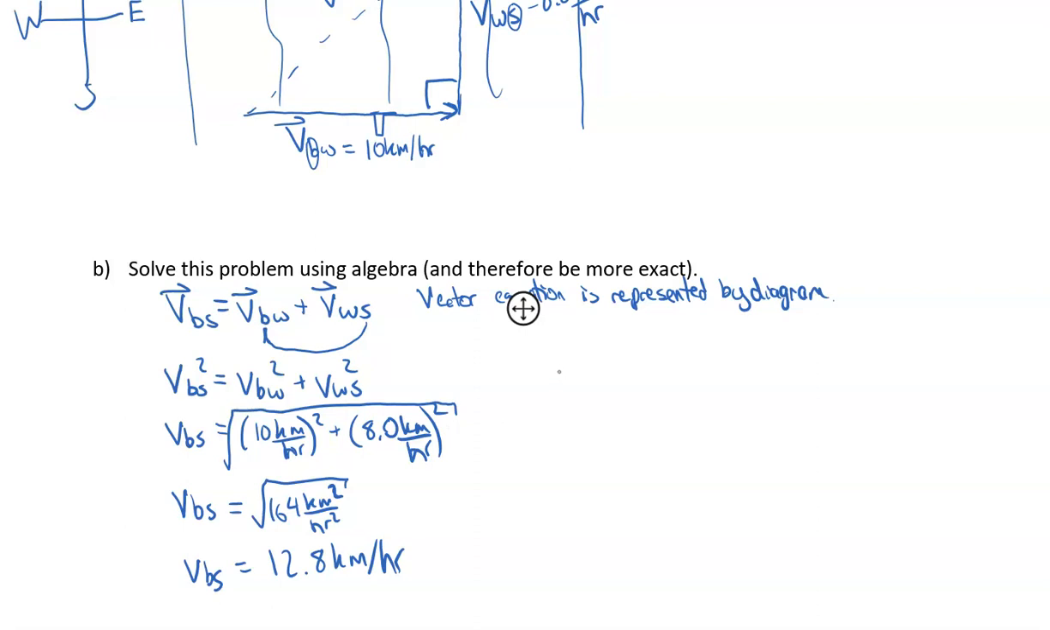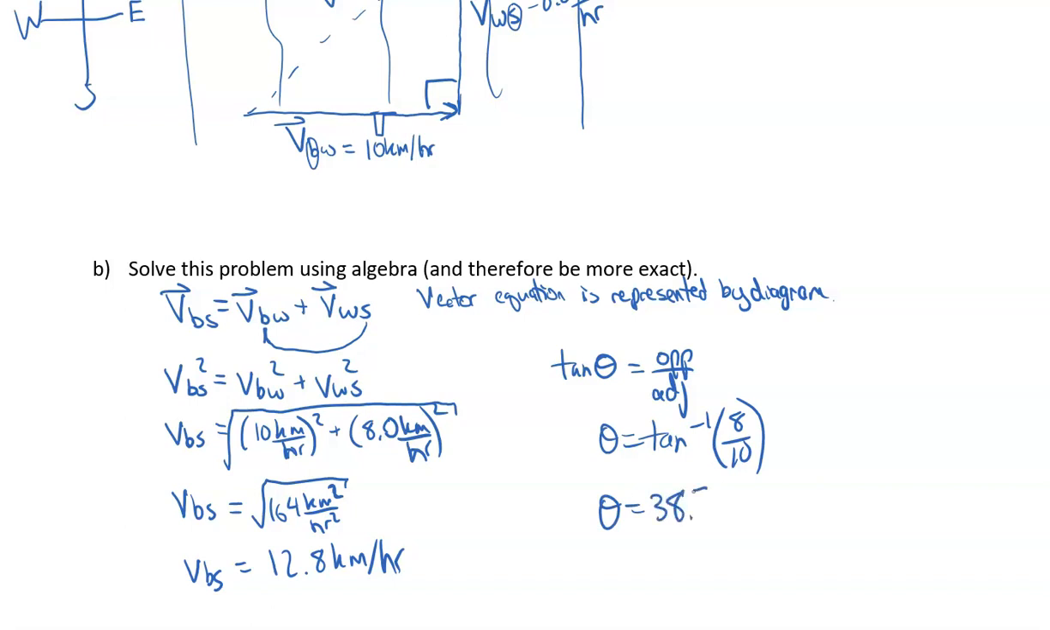So the other thing we have to do here is find the angle. And if we have a right angle triangle, we use SOHCAHTOA. If I know the adjacent and the opposite, TOA, so that's tan is the opposite over adjacent. What we're left with is theta is tan inverse, the opposite side is 8, the adjacent side is 10. Those both are in kilometers per hour, so the units cancel out. And we're left with 38.7 degrees, which is pretty close to what I found up above, but not exactly the same.